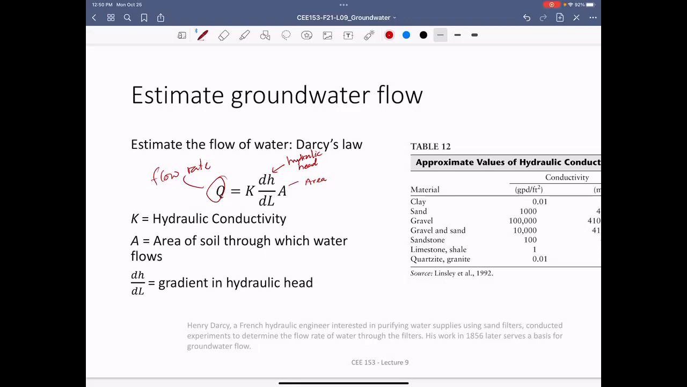So there is a question: is dH over dL the hydraulic gradient? Yes, you're right. dH is the change in hydraulic head, dL is the length. So dH over dL is the hydraulic gradient.